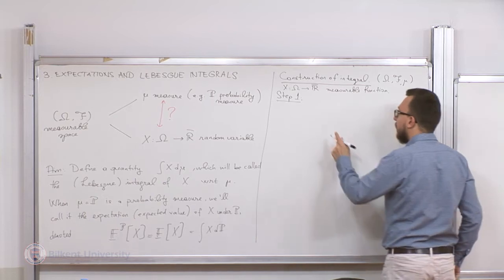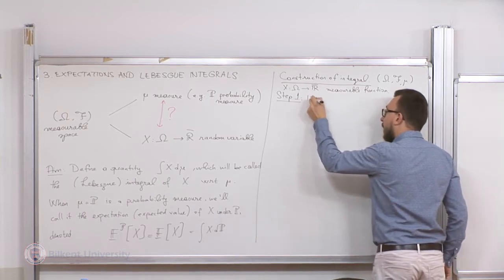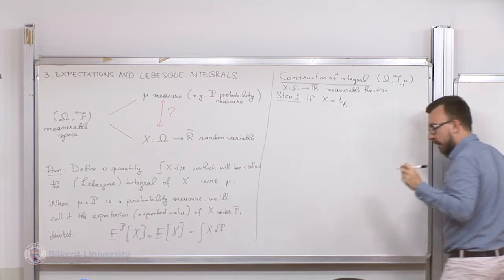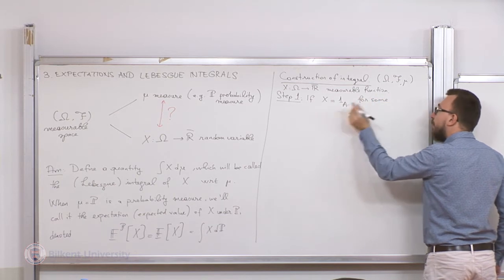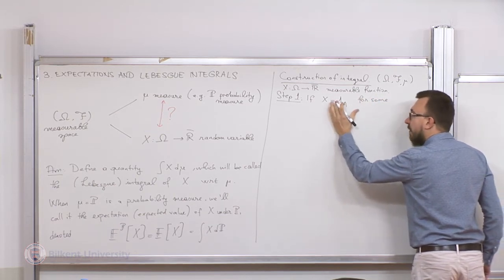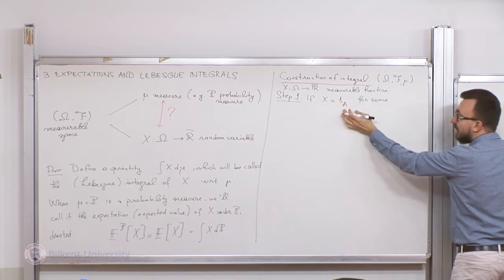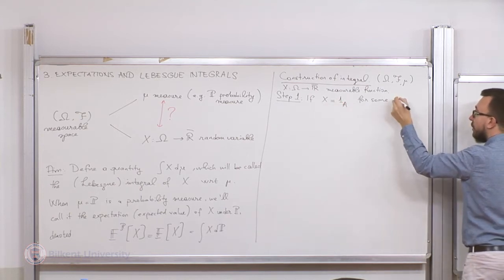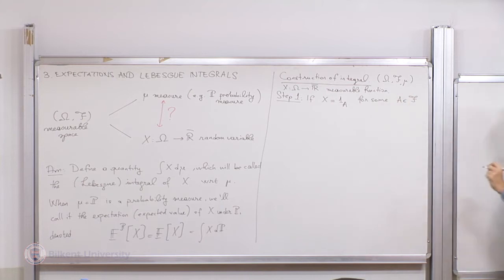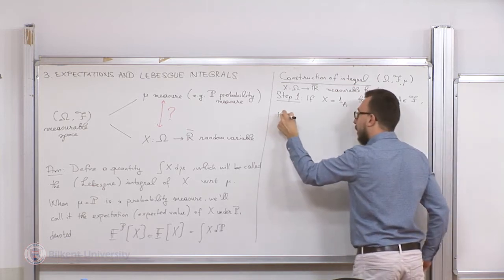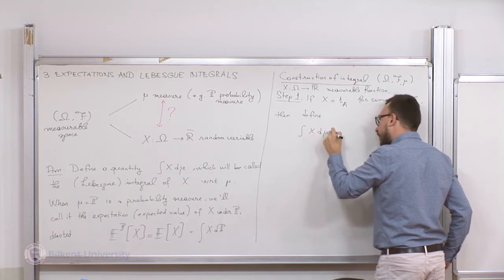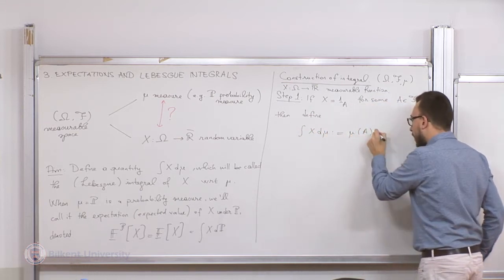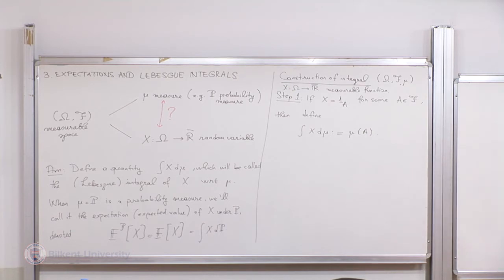So step one is if X is an indicator function or a Bernoulli random variable, for some A. Of course, we checked before that if this kind of a function is measurable, then this event here must be measurable and vice versa. Therefore, I require that A be in F, right? So then define the integral of X with respect to mu by mu of A. That's a very natural definition, right?